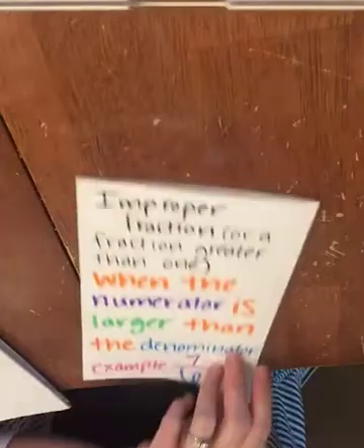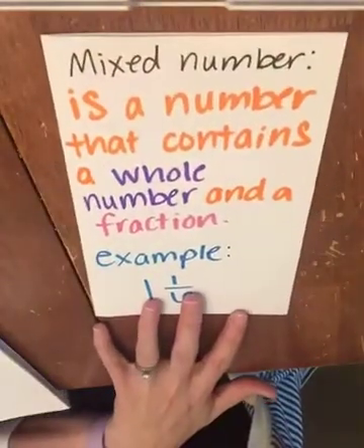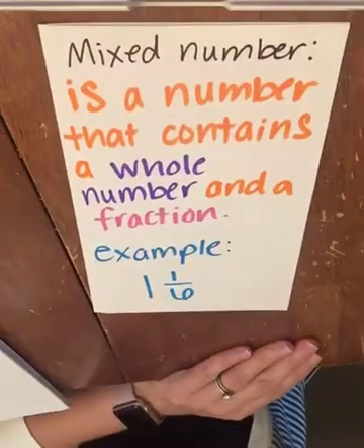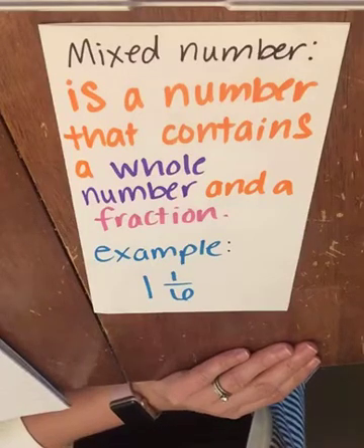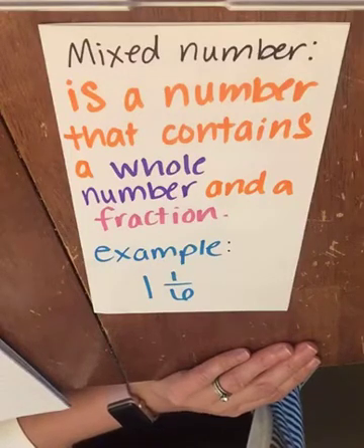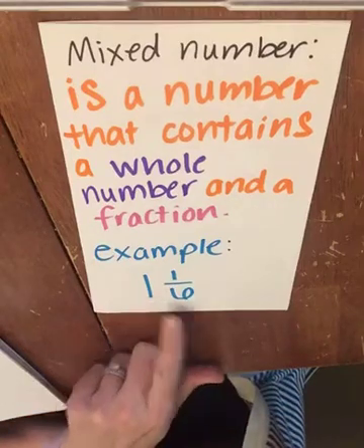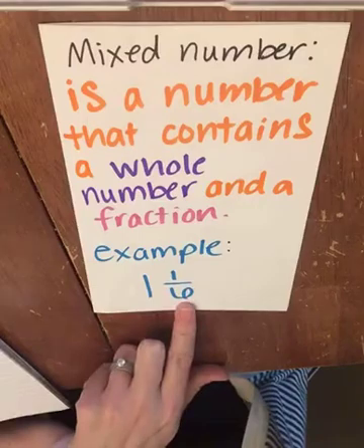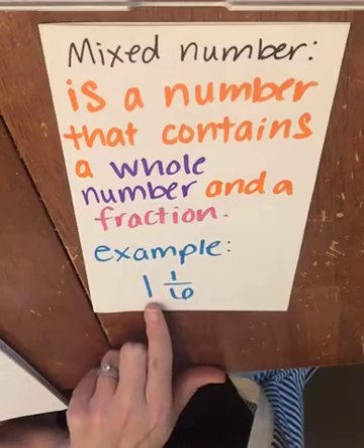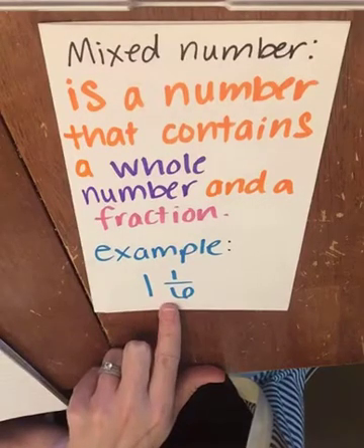Now let's talk about a mixed number. A mixed number, if you remember, is a number that contains both a whole number and also a fraction. If I take a look at my example here, I have the example of 1 and 1/6. 1 is my whole number and 1/6 is my fraction. So this is a mixed number when I see this whole number and this fraction together.